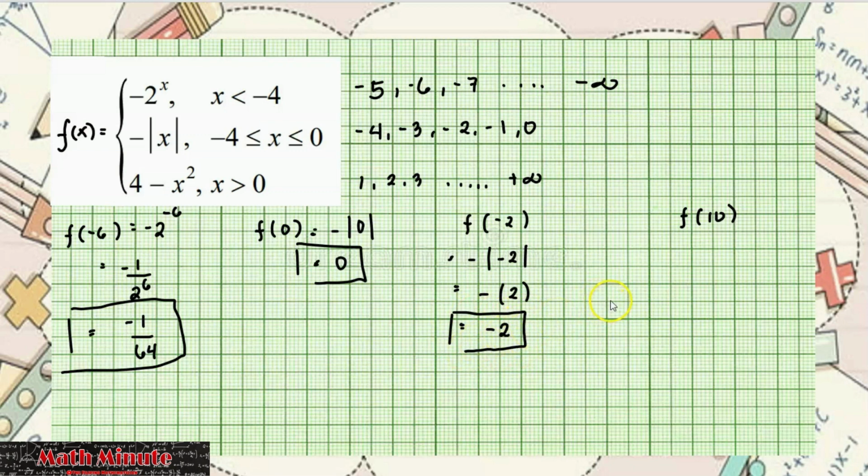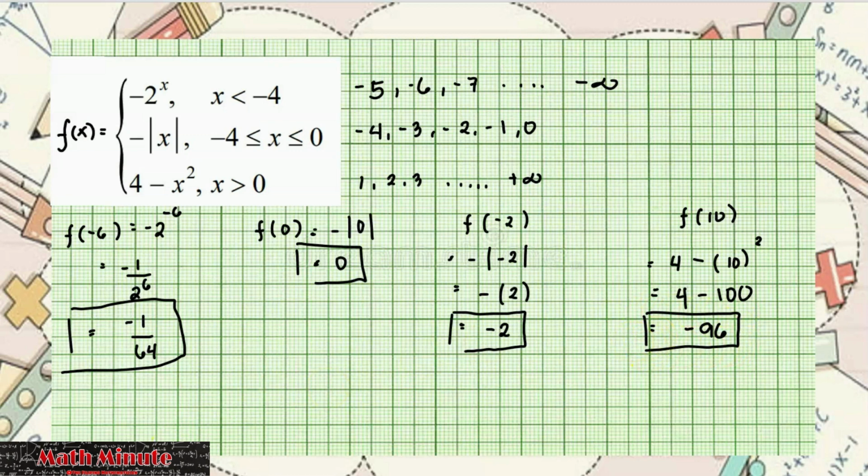And lastly, we have f of 10. So f of 10 is greater than 0 and it's positive. So meaning we will use, rather, f of x is equal to 4 minus x squared. So this will be 4 minus 10 squared. So we will simplify the exponents first. So this will be 4 minus 100. And 4 minus 100 is equal to negative 96.